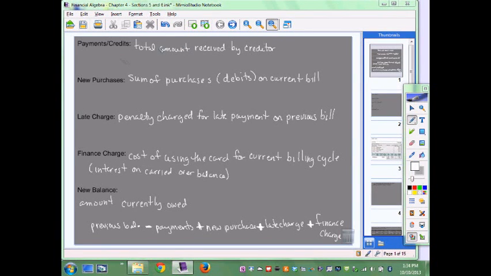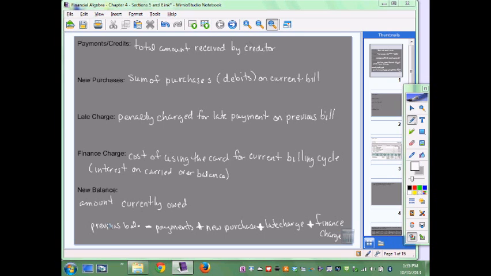Transfer credits is the total amount received by the creditor. Those need to be the minimum payment from the month before or more. Also, let's say you have a payment due for $30 and then you make a merchandise return for $60. Just because you returned merchandise that was worth more than the payment, that doesn't mean that you don't owe the payment. You still have to make a payment.